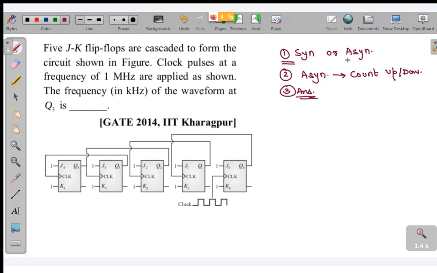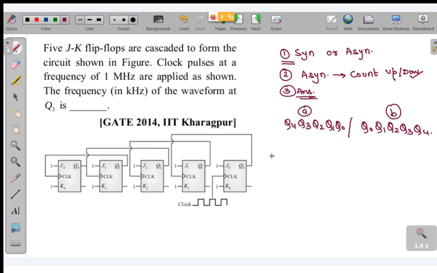So you are telling asynchronous, good. If it is asynchronous, either it will be up counting or down counting. Tell me one more thing. Down. Okay, you are telling me down. How will your counting look? Whether it will be Q4, Q3, Q2, Q1, Q0 or Q0, Q1, Q2, Q3, Q4, A or B? A. Okay, fine, very good. So look over here, the 5 JK flip-flops are cascaded. You haven't given me the final answer. So give me the final answer and then I will explain.